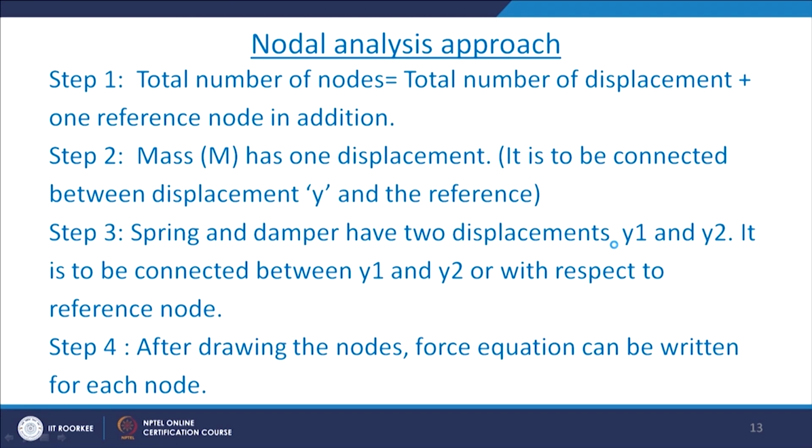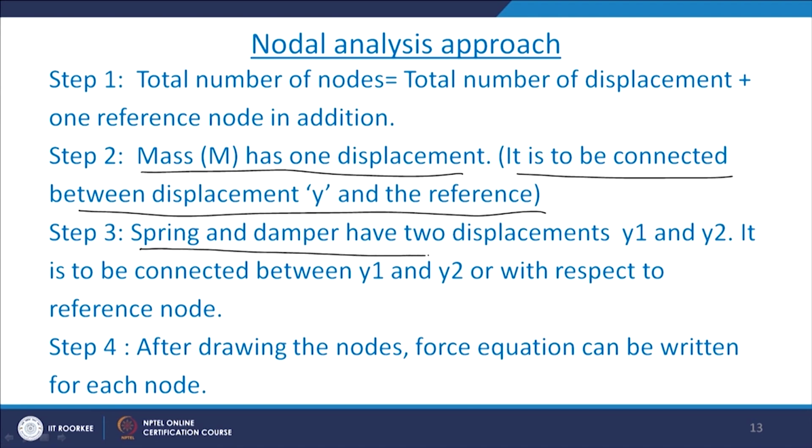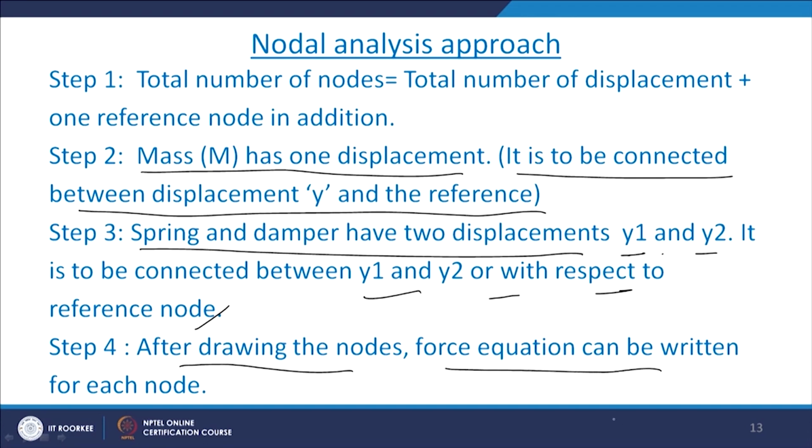Then step 2: as there are mass, spring and damper, particularly mass m has one displacement, it is to be connected between the displacement y and the reference. And about the spring and damper, they have two displacements y1 and y2, and are to be connected between y1 and y2, or with reference to the reference node. And lastly step 4: after drawing the nodes, force equation can be written for each node. So these are the steps to be followed to get the model of a mechanical system.